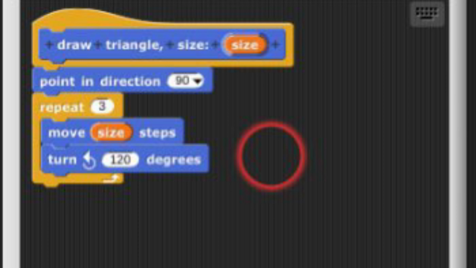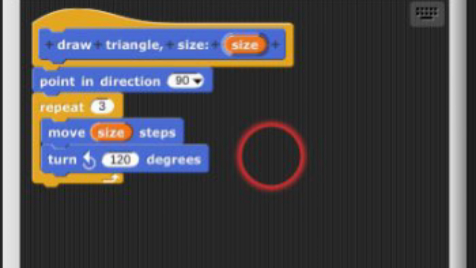I have made a block where the sprite draws a triangle and has size as an input number. In this block, the sprite points to the right so that it can create a triangle where the tip of the triangle points upwards so that it can look like a roof.